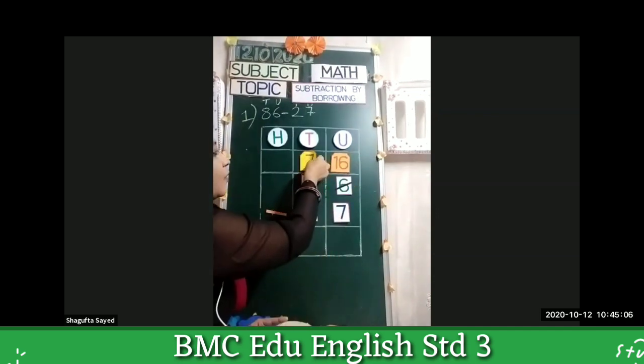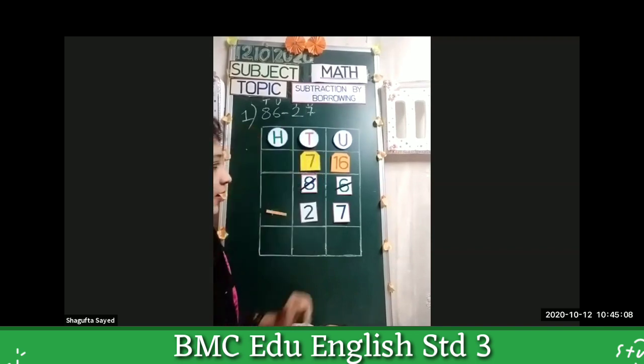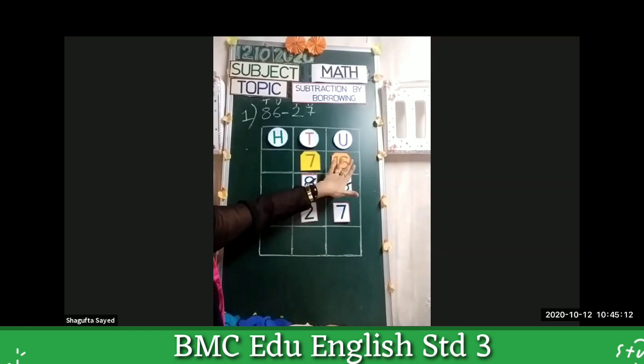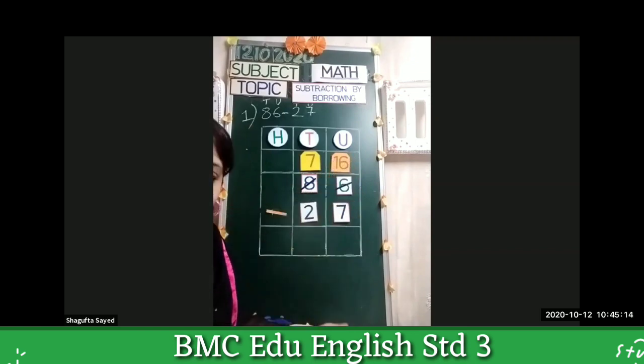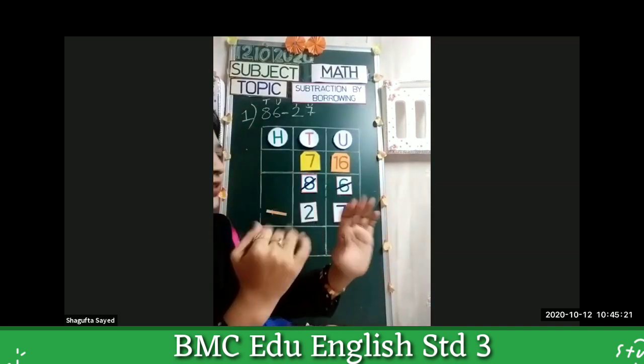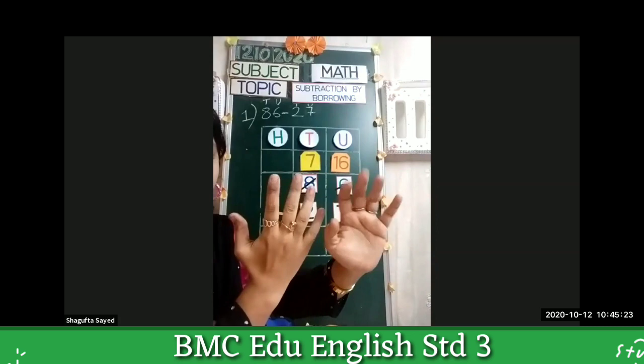So it is now 7. Okay. Now from 16 we can minus 7. 16 is a bigger number, right? Can you tell me now? See, I have only 10 fingers. Now from these 10 fingers I cannot count 16, no?